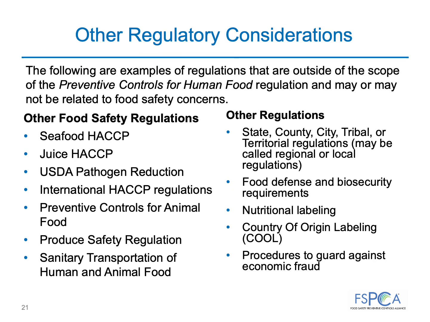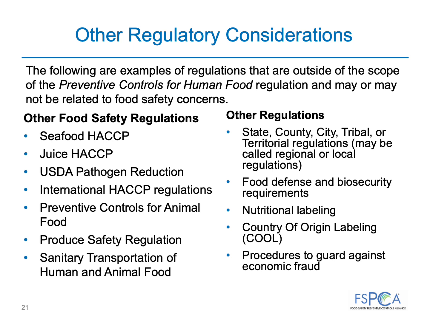There are a number of food safety regulations, in addition to the preventive controls for human food regulations, that may apply to food facilities. Food processors should be aware of these requirements, as they may need to be included in a food safety program. For example, seafood and juice products are not subject to certain subparts of the preventive controls for human food regulation, but are subject to GMPs and the seafood and juice HACCP regulations.